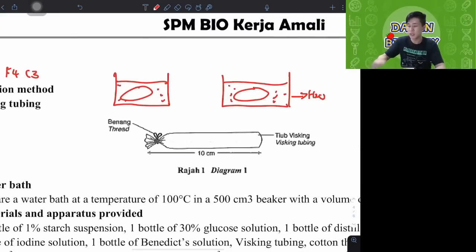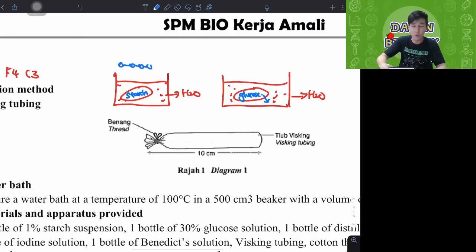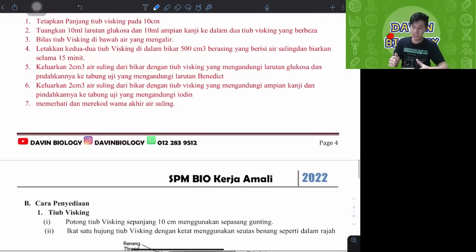Now, in these 2 whisking tubes, in one of them I put starch, kanji in BM, and the other one is glucosa. So between these 2 molecules, of course, glucose is the small molecule that can pass through the whisking tube. Starch definitely cannot, because starch is a polysaccharide. You should know this by now. Glucose is a monosaccharide. So for this experiment, we're going to test what kind of molecules can pass through a semi-permeable membrane. So therefore, in this experiment, your MV, pemboleh ubah dimanipulasi, is size of molecule.